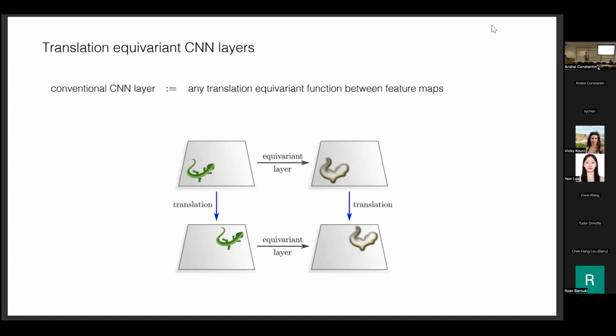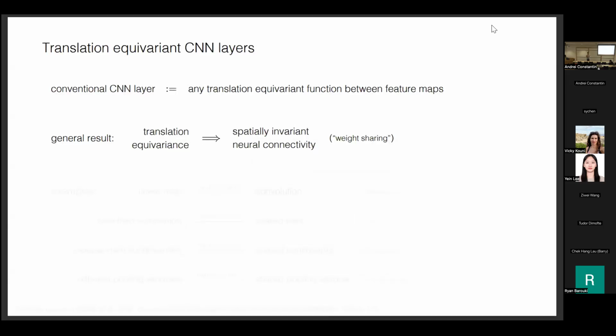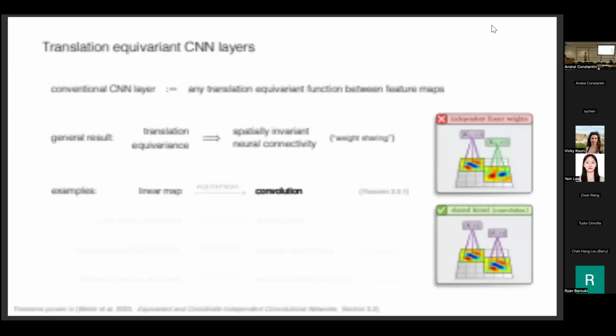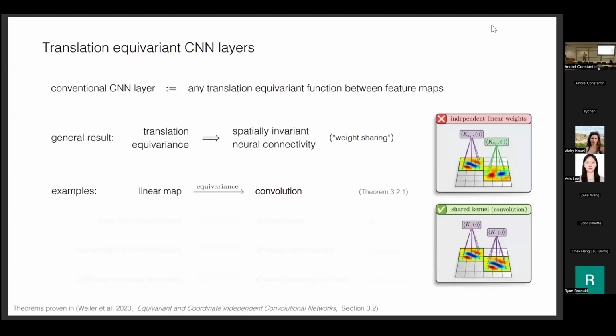And the general result we are getting is that if you demand translation equivariance, then you get a spatially invariant neural connectivity, which is what people call weight sharing, spatial weight sharing. And I give some examples. The first one is, if you start with a linear map and then you demand equivariance, then actually it turns out that you get a convolution. So as a graphical visualization here, in principle, you could have a different neural connectivity at different points in space. But once you demand equivariance, the neural connectivity needs to be shared. So this is essentially the same thing as getting a convolution kernel, which you slide over your image.